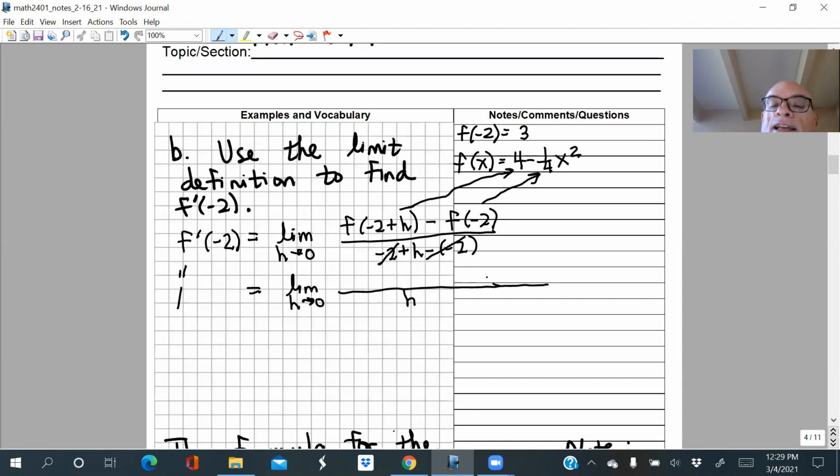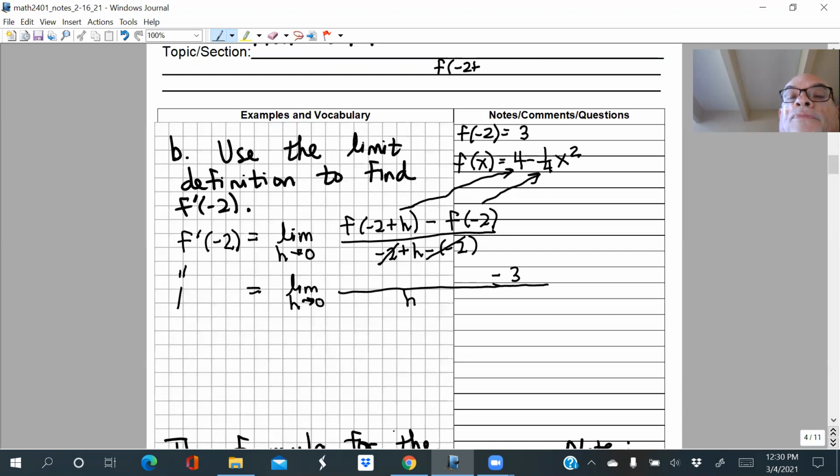Yes, I recall that. So we can fill in this part, right? We have -3, and now here's the hard part, right? We have to compute f of -2 plus h. So let's do that off to the side rather than trying to compute it as part of our longer equation here. Let's go off somewhere and actually do this.